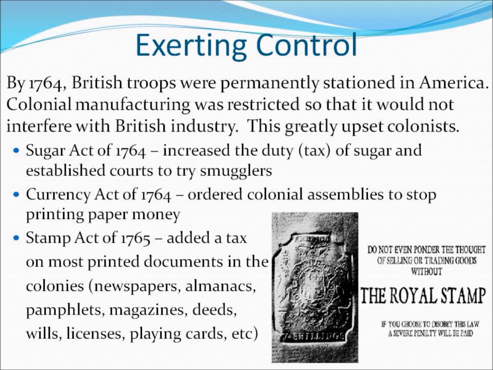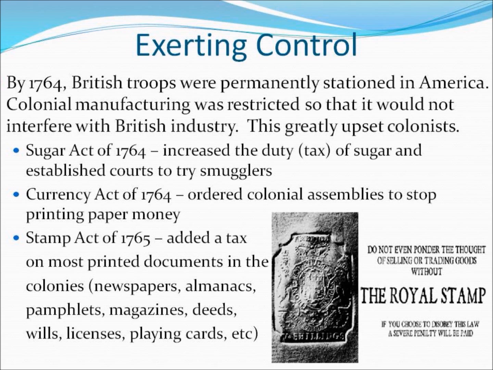The Currency Act basically said that each individual colony could not print off their own paper money, which means you either had to barter with someone or you had to use gold or silver or some other type of valuable item, because it was very difficult to get your hands on paper money from England, versus when the colonies were printing off their own paper money, it was much easier to get access to it. So it made things much harder for the colonists as far as transfer of currency.